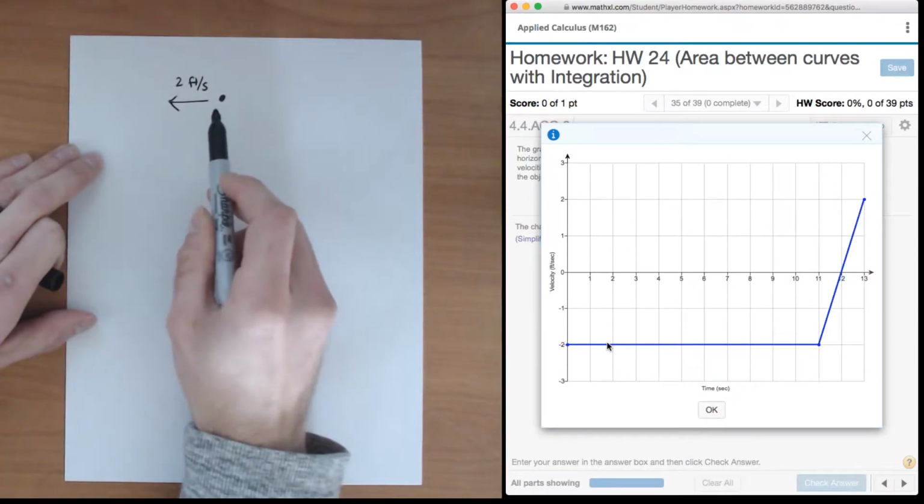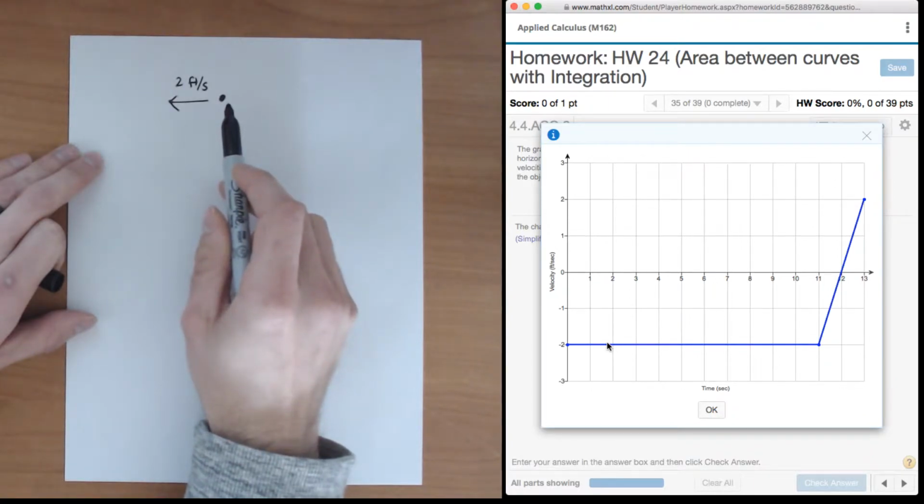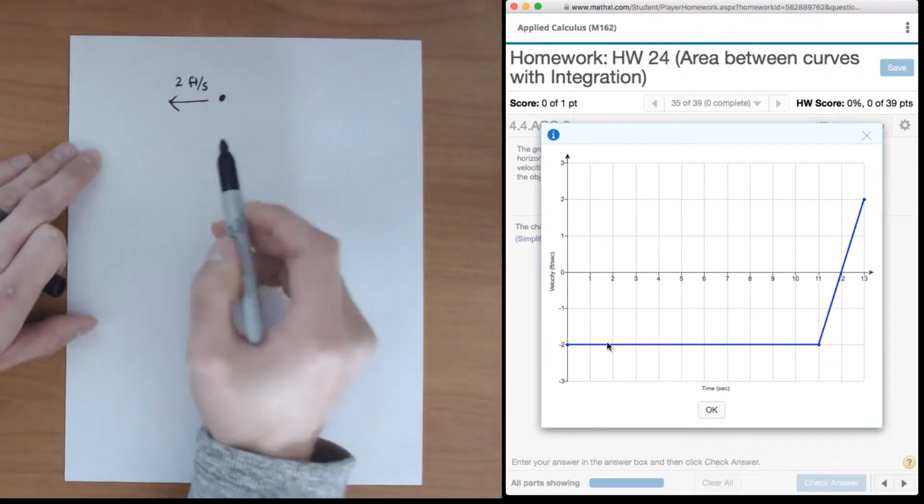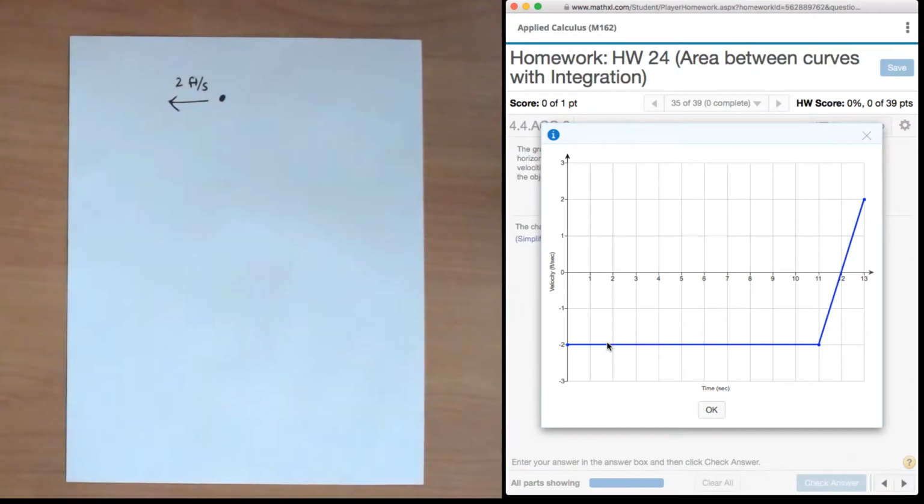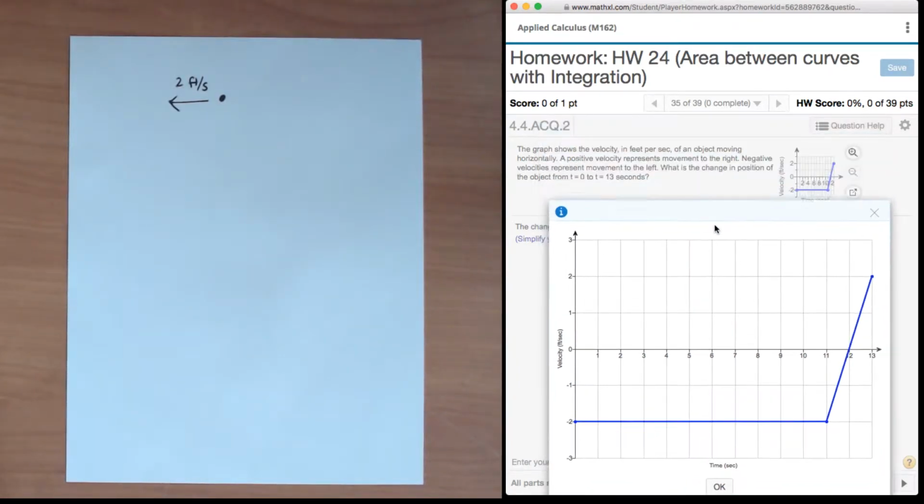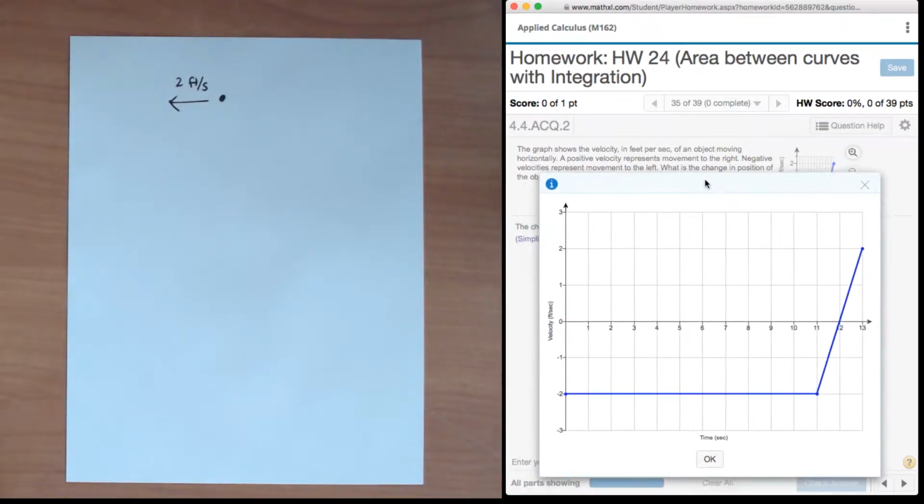So this is what we mean by negative velocities indicate movement to the left, whereas a positive velocity would indicate a movement to the right. So velocity is going to the left at 2 feet per second, and then that's what's represented here on this graph. So back to the task at hand, we want to know the change in position from 0 to 13.